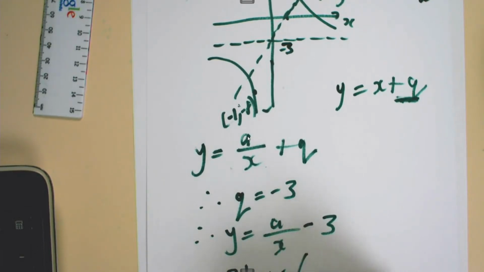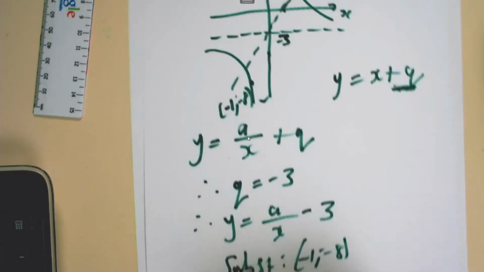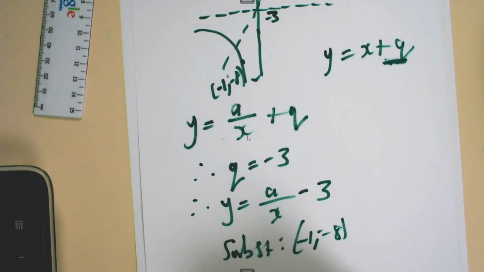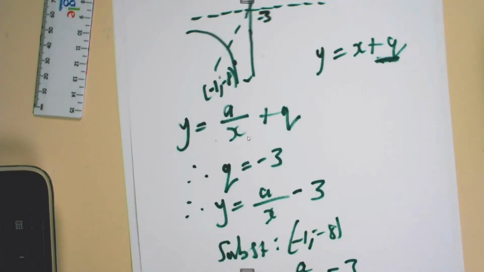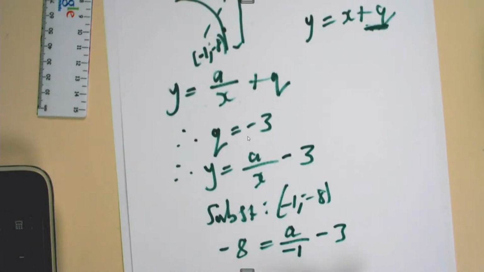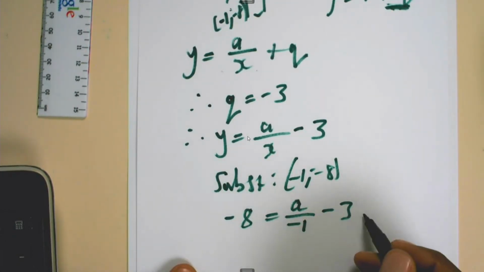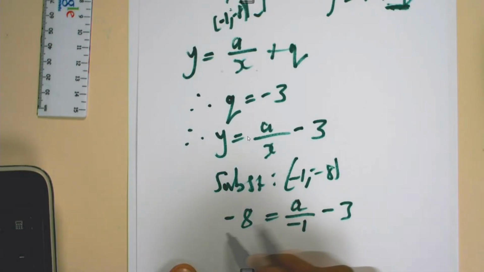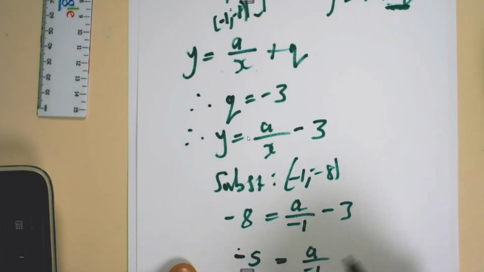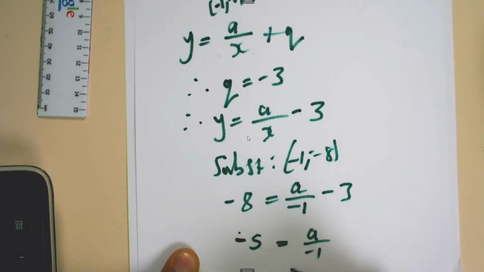What are the coordinates of the point? (-1, -8). Therefore, we've got -8 = a divided by (-1 - 3). Right. Then what do I do now? From here, I add 3 on both sides. -3 plus 3 will be 0, and then -8 plus 3 will give me -5 = a divided by negative 1. So from there, what is a divided by negative 1? It's negative a. Then this will be negative 5.